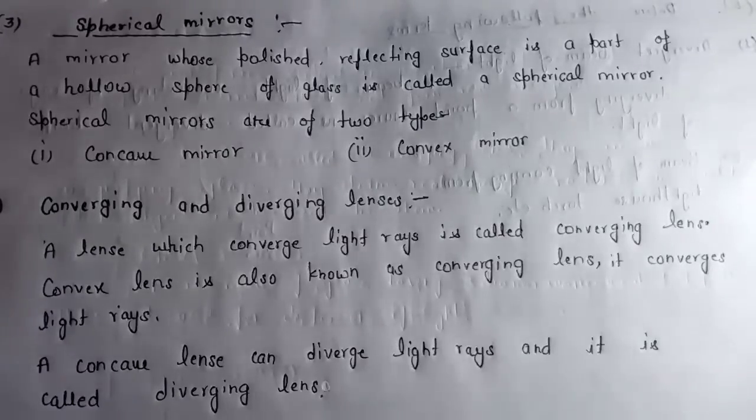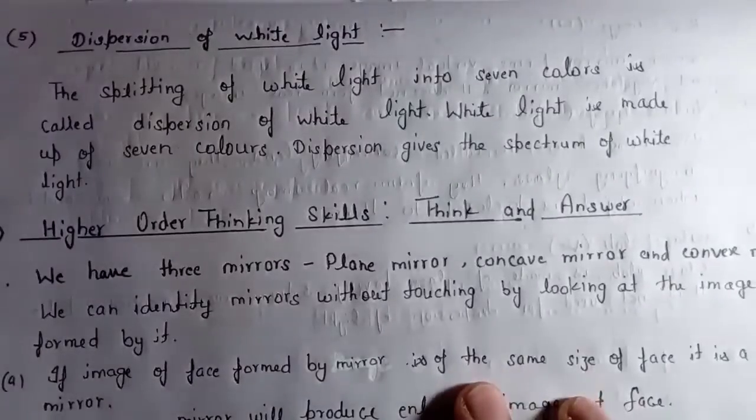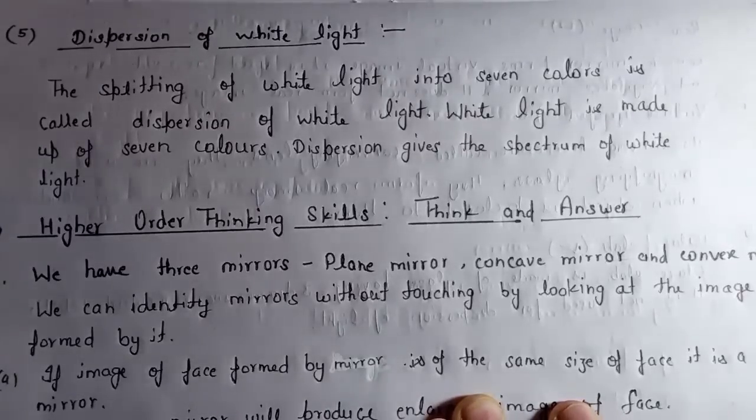Third is converging and diverging lenses. We know that convex lenses can converge the light beam and concave lenses can diverge the light beam. So convex lenses are called converging lenses, concave lenses are called diverging lenses. Then we have to define the dispersion of white light. Splitting the white light into 7 colors is called dispersion of light. There are 7 different colors in white light, and when these colors are obtained on a screen, it is called the spectrum of white light.